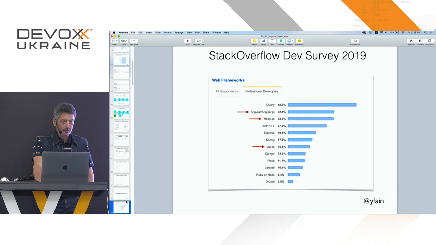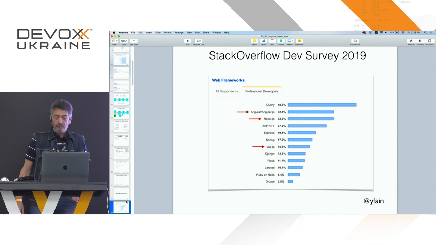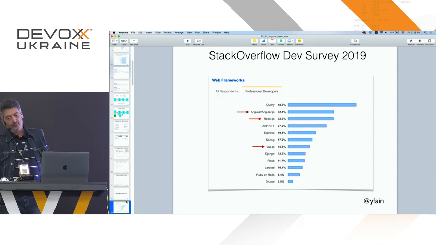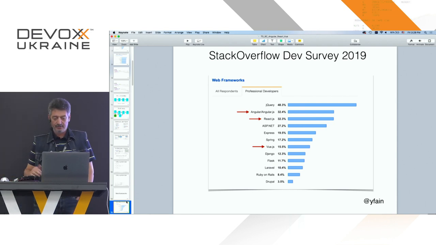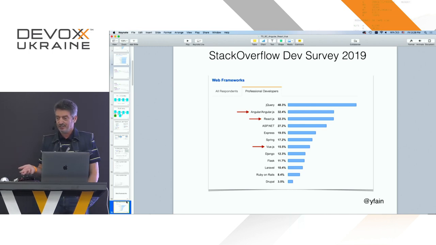Once again, Stack Overflow Developer Survey for 2019. What are the most popular web frameworks? Well, jQuery is number one because, I mean, 20 years writing in jQuery, who can beat that? So it's still there. It's still like half of the websites are written in jQuery. So let's leave it alone.